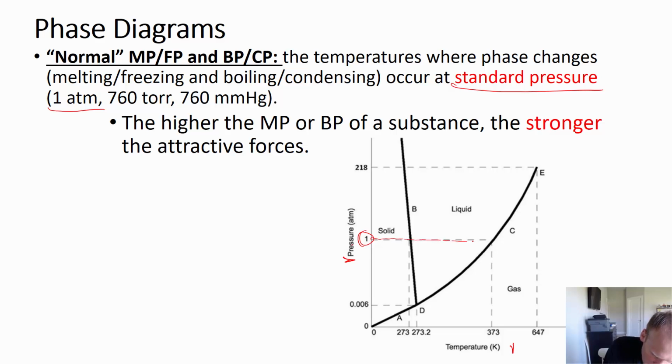And what this is showing is, let's see, we've got 273 degrees Kelvin, which is 0 Celsius. That's when this substance goes from a solid to a liquid, or melts. And then at 373 Kelvin, which is 100 degrees Celsius, this substance goes from a liquid to a gas. Okay, this line is showing the boundary between liquid and gas.